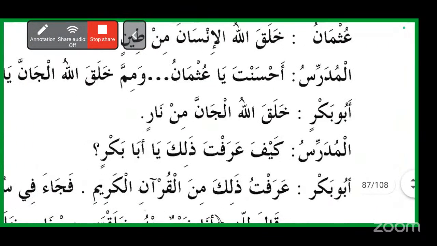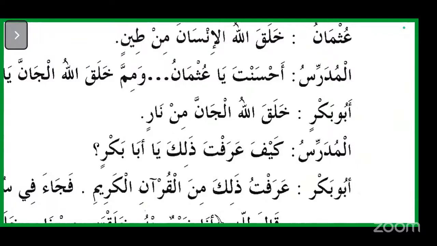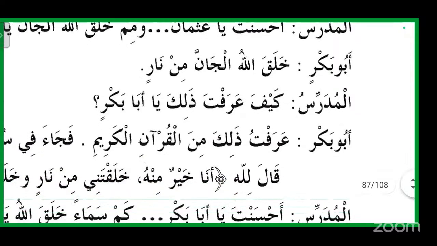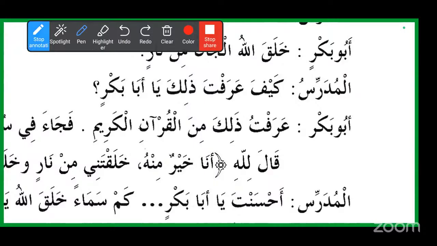Abu Bakr replies, Khalaqallahul jinna min nar. Allah has created the jinns from fire, from nar. Al-Mudarris asks, Kayfa araft? How did you know? Kayfa, how, araft, you know. How did you know that? Kayfa araft dhalika ya Aba Bakr? How did you know that, O Abu Bakr?